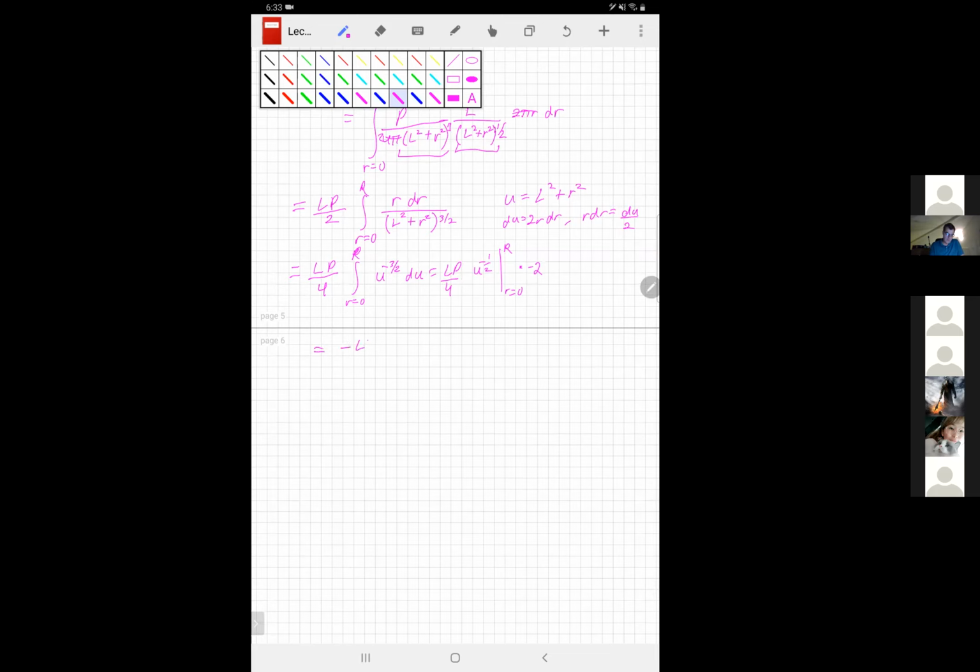Or minus LP over 2 times 1 over the square root of u, which is 1 over the square root of L squared plus little r squared, evaluated from 0 to big R. Any questions at all?